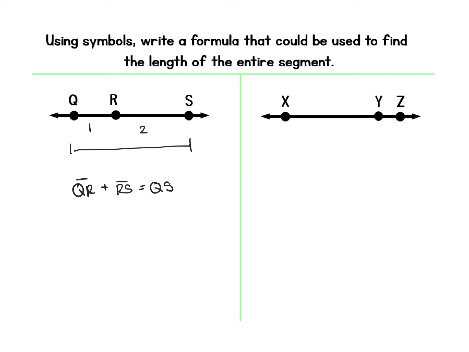Okay, let's think about the next part. We have part 1 and part 2 to equal the whole thing. So I have XY plus YZ should equal the whole thing, which is XZ. So that's just looking at the symbols and not worrying about any numbers or anything.